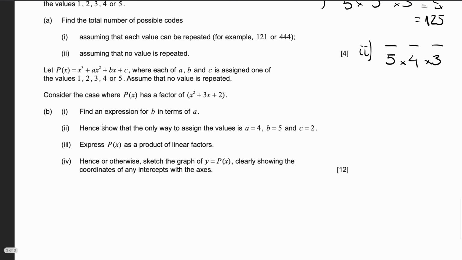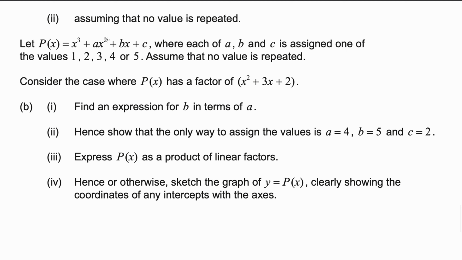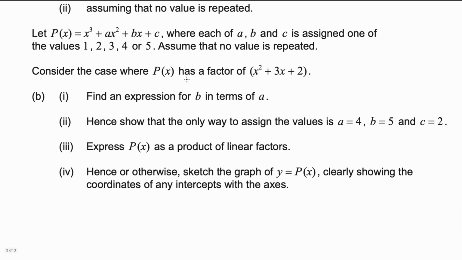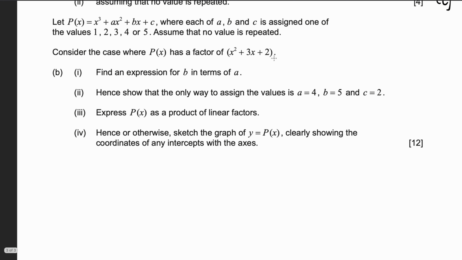Okay, so let p of x equal x cubed plus ax squared plus bx plus c. Consider the case where p of x has a factor of x squared plus 3x plus 2. Find an expression for b in terms of a.